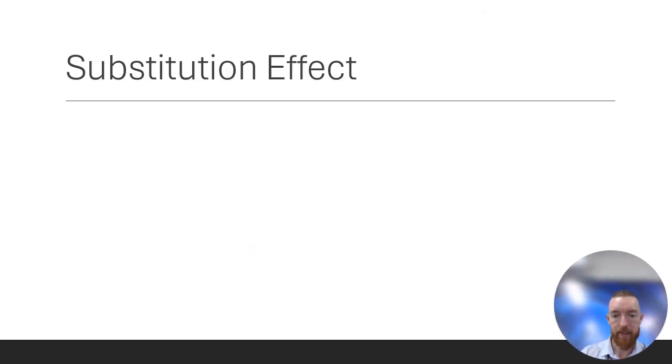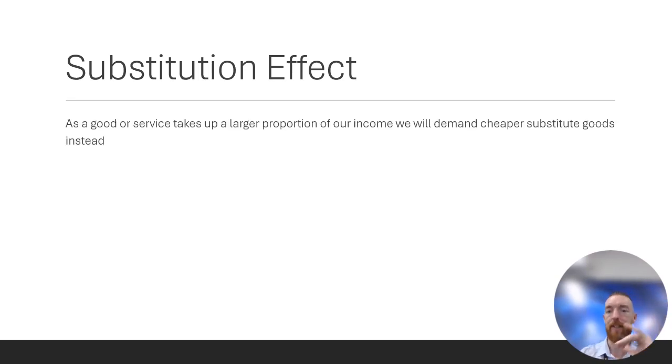Next, we've got something called the substitution effect. So we've got the change in price of a substitute before as a non-price factor. The substitution effect is part of the law of demand, which is very similar, but kind of works in the opposite angle. With the substitution effect, it's all about as a good or service takes up a larger proportion of our income, we'll demand cheaper substitute goods instead. So it's all about what is happening to that initial good.